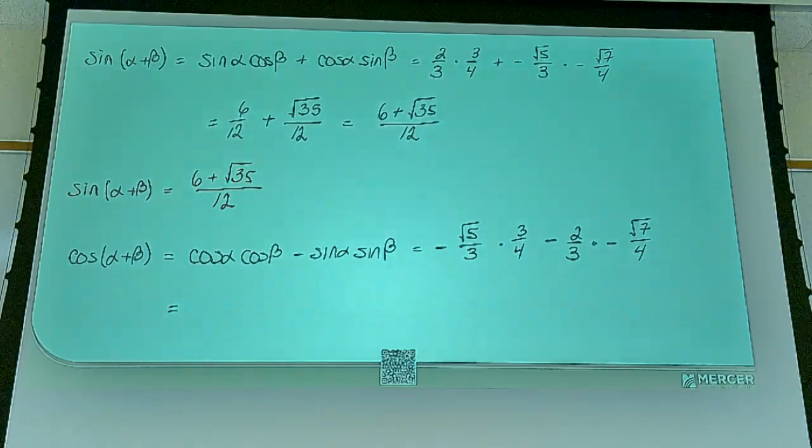What's 3 times root 5? It's a tricky one. It's just 3 root 5s. Or, if you want to, you could say root 45. What you're trying to do is square the 3 first. 3 is root 9, so you could do that as well, root 45. I'll just keep it as 3 root 5 over 12.